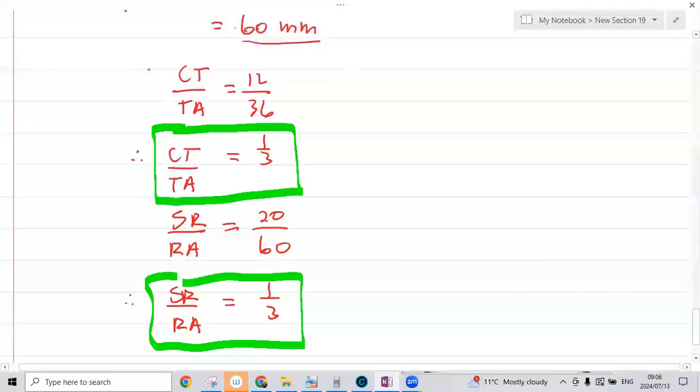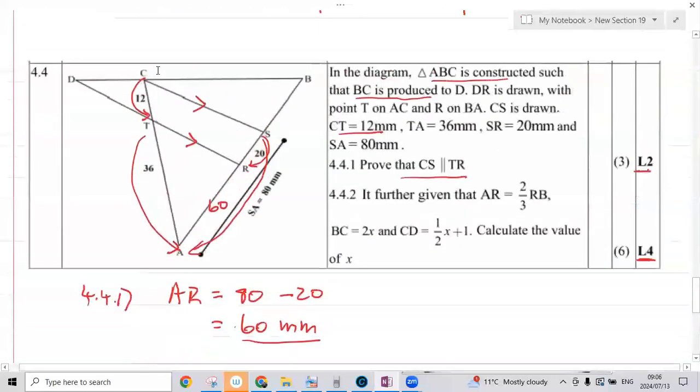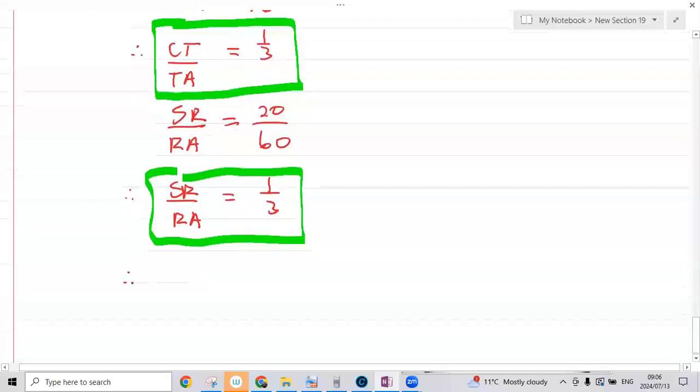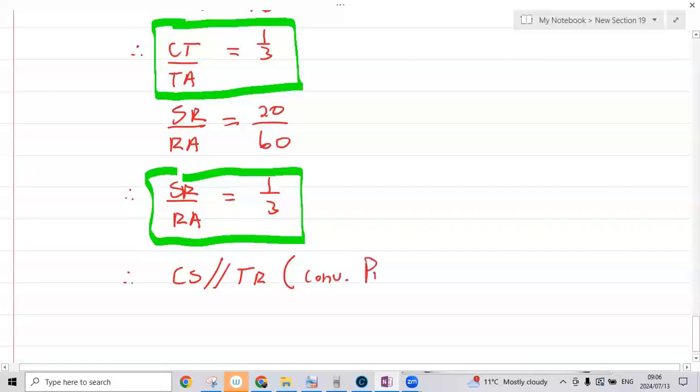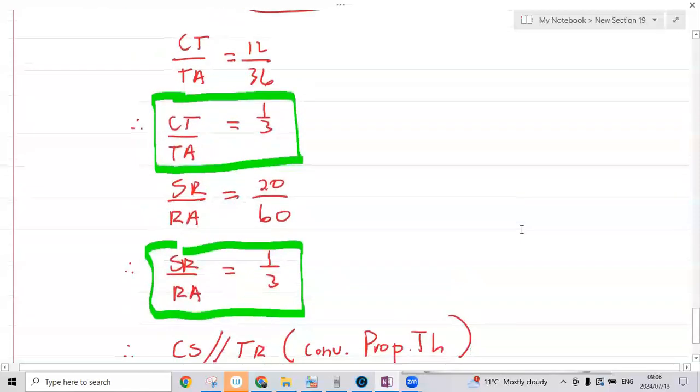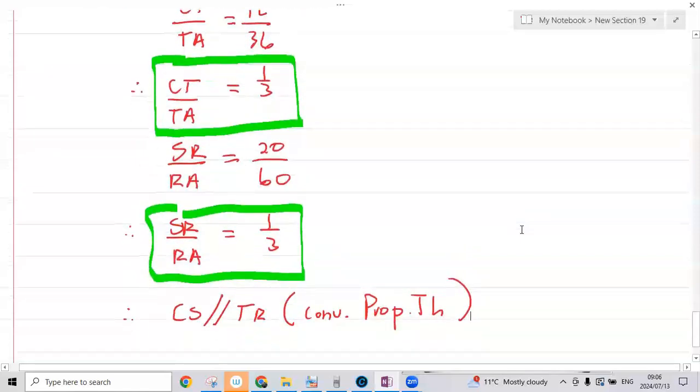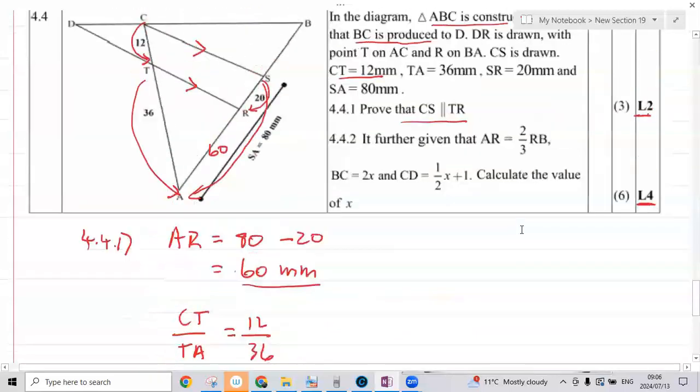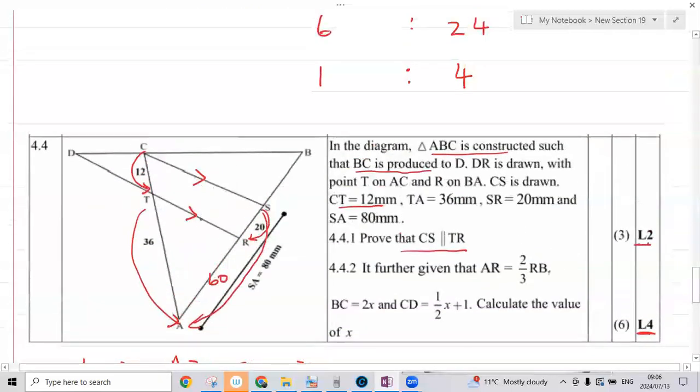So let's see now, how do we write this? How do we conclude this? We're going to say, therefore, CS parallel to TR. And then our reason will be converse, CONV, prop theorem. Converse of the prop theorem. That's our reason. So we can prove that those two lines are parallel to one another. Okay, so if the sides are in proportion, the line dividing those two sides in a triangle is parallel to the base. So now we can update our diagram that the lines are parallel to one another.